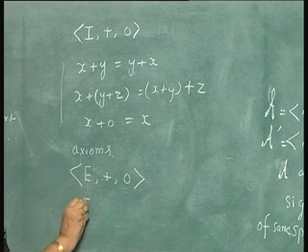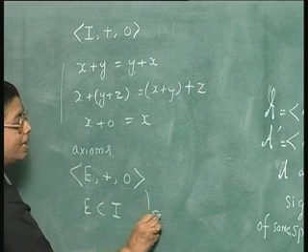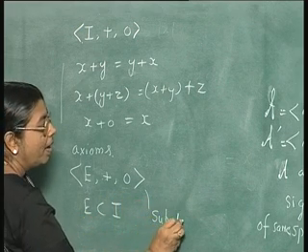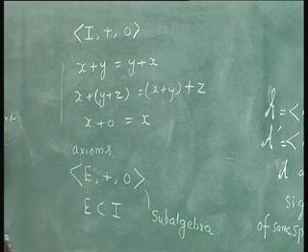But E is a subset of I. The set of even integers is a subset of the whole set of integers. So, this is a subalgebra. This is called a subalgebra.